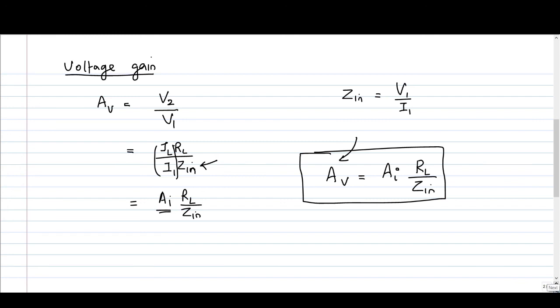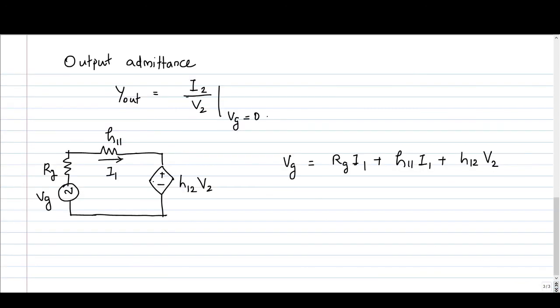Now coming to the fourth parameter, output admittance. Output admittance is defined as the ratio of I2 to V2, I2 divided by V2, provided all the other sources in the circuit are deactivated. That is, VG, the port 1 voltage source, is set to 0. So I2 by V2 with VG equal to 0. So I have redrawn the input port equivalent circuit here. So we have VG, RG, that is the source. Then on the input side we have H11 and this dependent voltage source H12 V2.